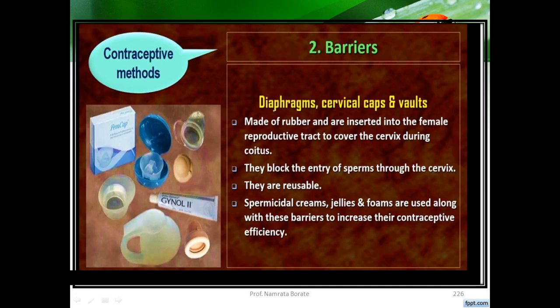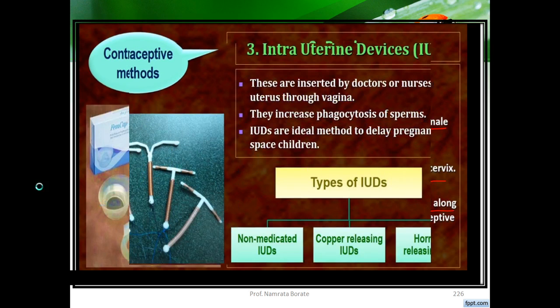Next are the diaphragm, cervical cap and the vaults. The diaphragm is made up of rubber and is inserted into the female reproductive tract to cover the cervix during coitus. They block the entry of sperm through the cervix. They are reusable. Spermicidal creams, jellies and foams are used along with these barriers to increase their contraceptive efficiency.